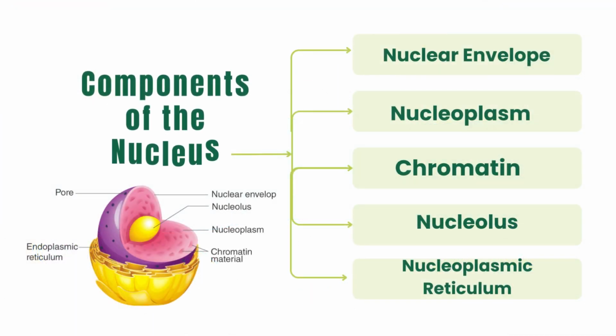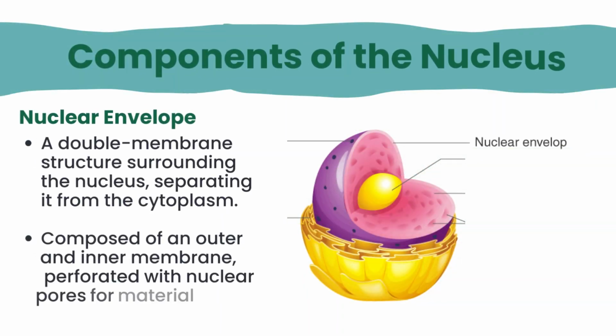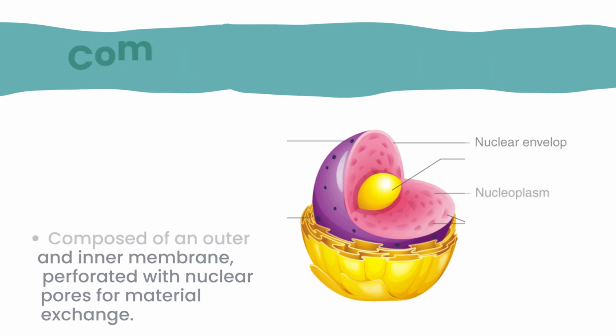There are several components of the nucleus, which are nuclear envelope, nucleoplasm, chromatin, nucleolus, and nucleoplasmic reticulum. Nuclear envelope is a double membrane structure surrounding the nucleus, separating it from the cytoplasm, and it is composed of an outer and inner membrane, perforated with nuclear pores for material exchange.